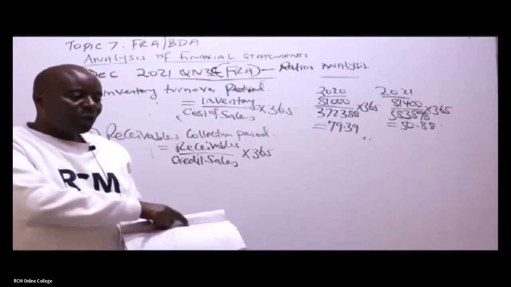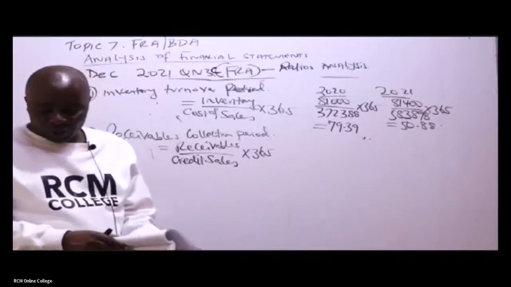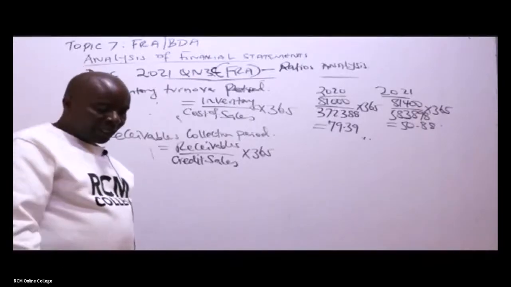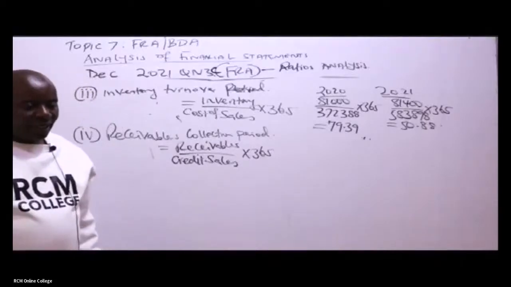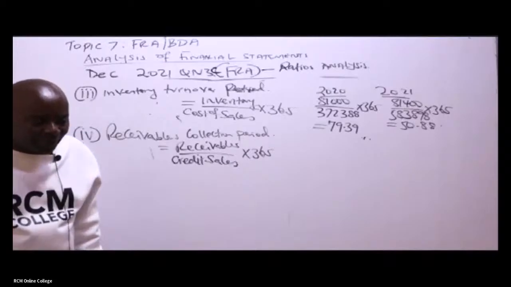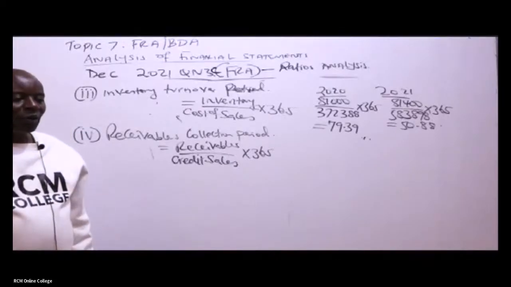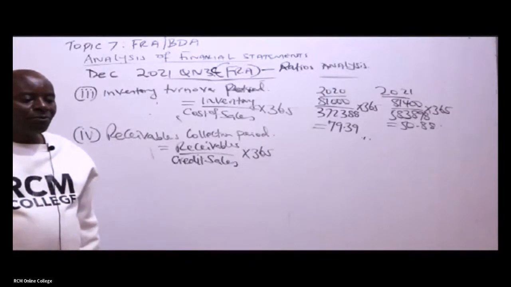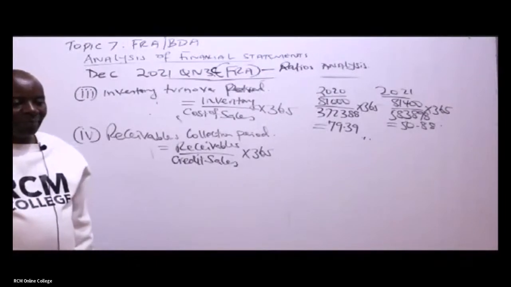So receivables, 2020, they don't have the question. I don't know whether I should proceed or give them some time. We cannot proceed really. They don't have the question paper. Somebody can just take a snapshot of this question and send it to us. We shall be happy.